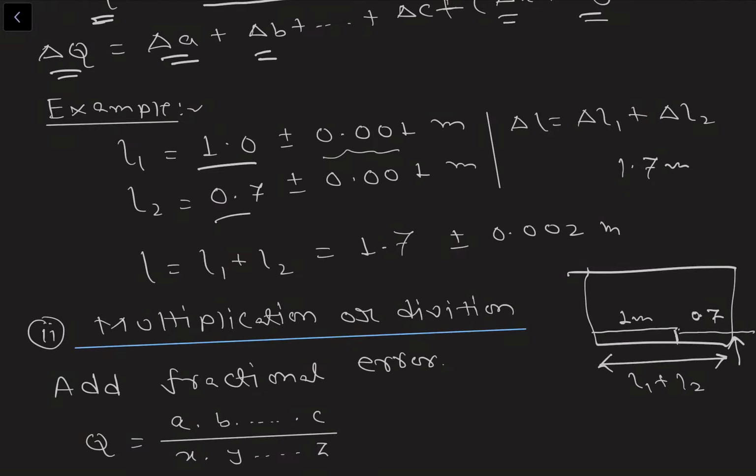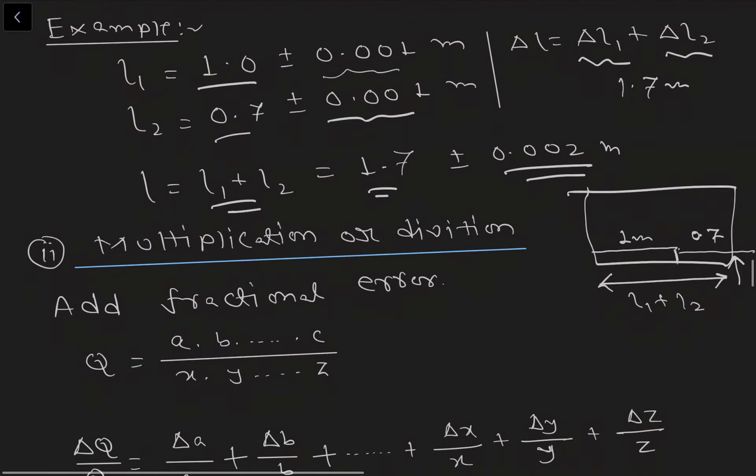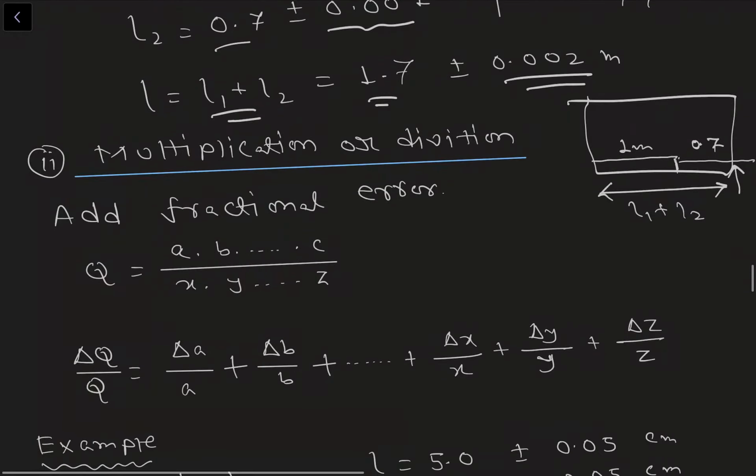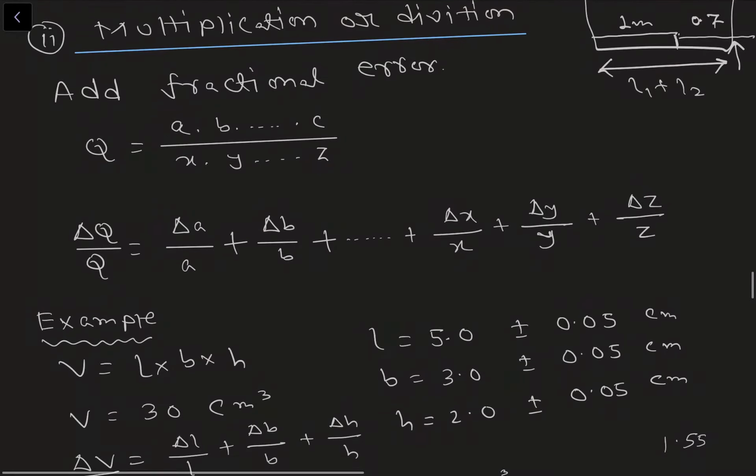Now the total length will be L1 plus L2. So the total length is 1.7 meter. Now we have to calculate the error. We have to simply add those errors linearly. We have to just add the absolute error. We have the same error here, 0.01, 0.01. So the length is coming out 1.7 plus or minus 0.002 meter.